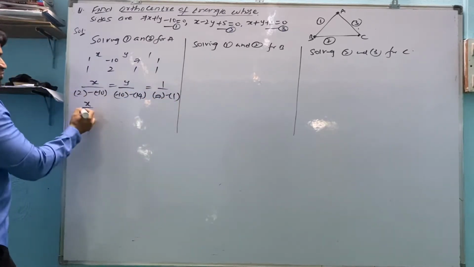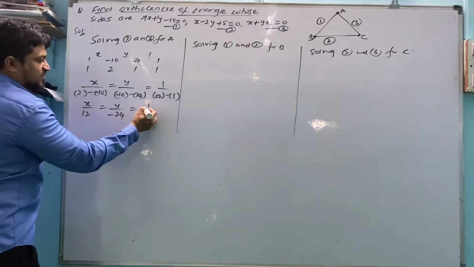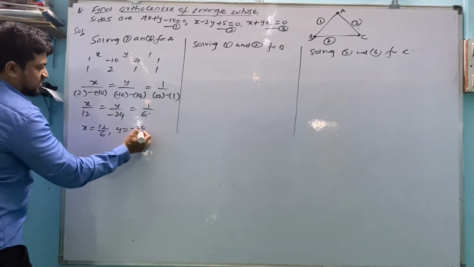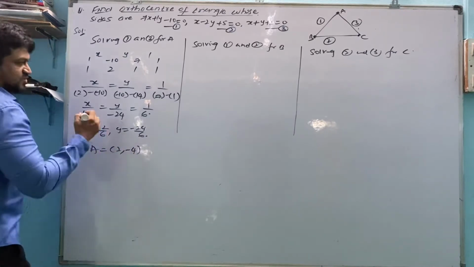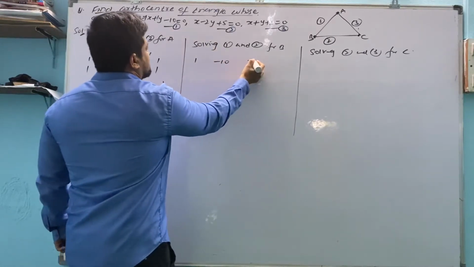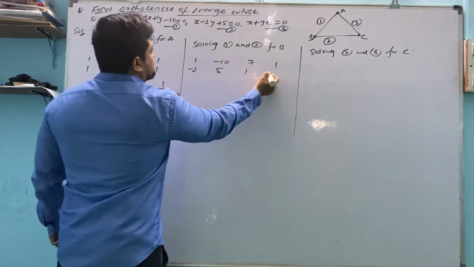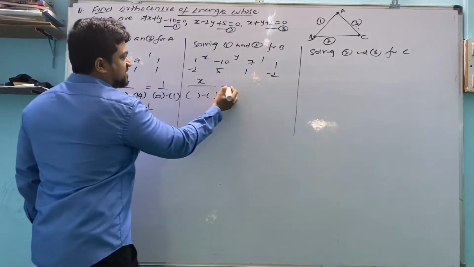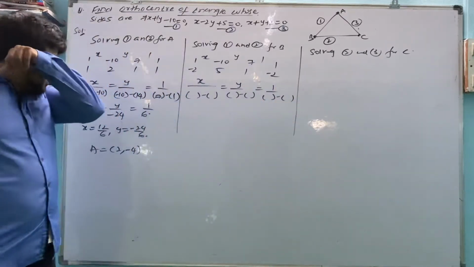So x divided by 2 plus 10, 12. Y divided by minus 10, minus 14, minus 24. 1 divided by 6. So x is equals to 12 by 6 and y is equals to minus 24 by 6. So A is equals to 2 comma minus 4. Similarly 1 and 2. Solving 1 and 2: second, third, first, second. X, y, 1. X divided by AD minus BC, y divided by AD minus BC, and 1 divided by AD minus BC.